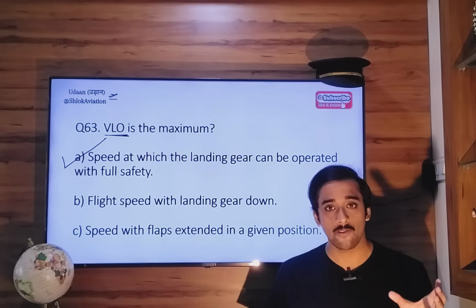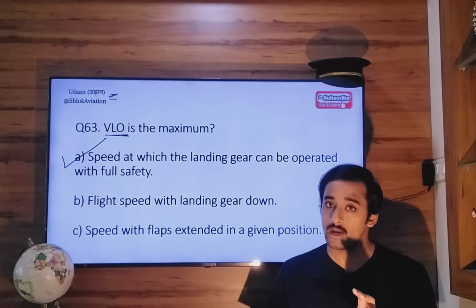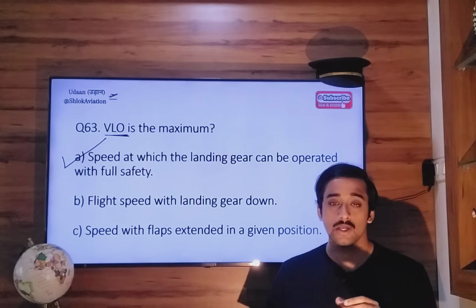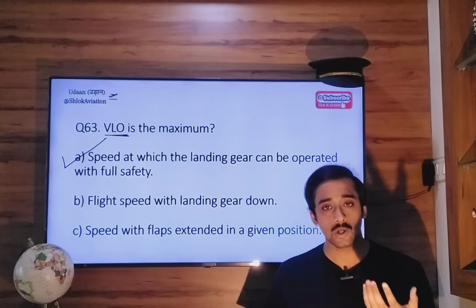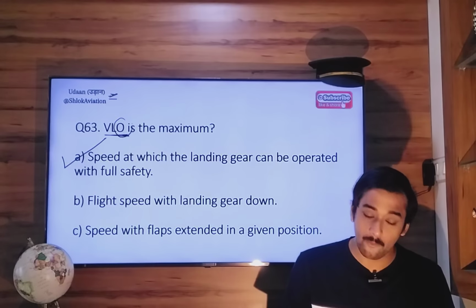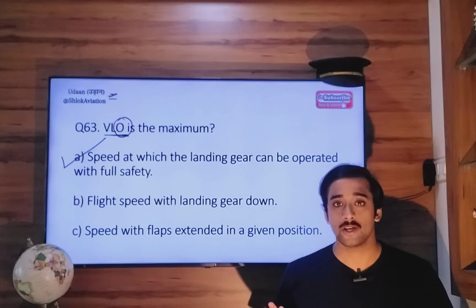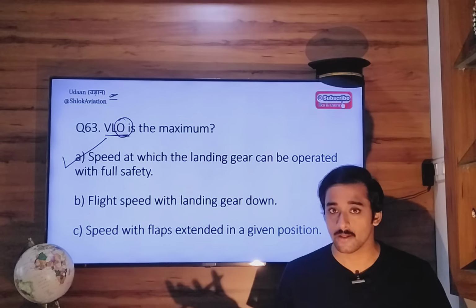So extension of landing gear and retraction of landing gear together are called operation of landing gear. Operation of landing gear means both extension and retraction. So VLO stands for operation, which is the maximum speed at which you can operate your landing gear, whether that is for extension or retraction.